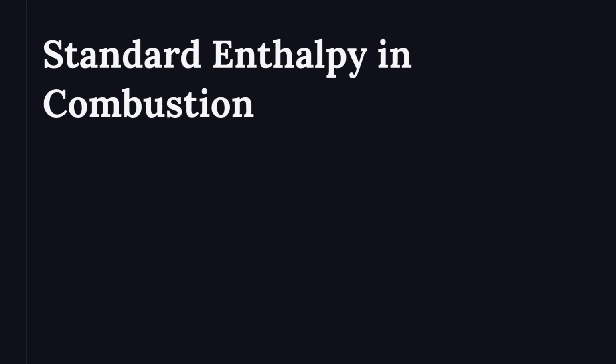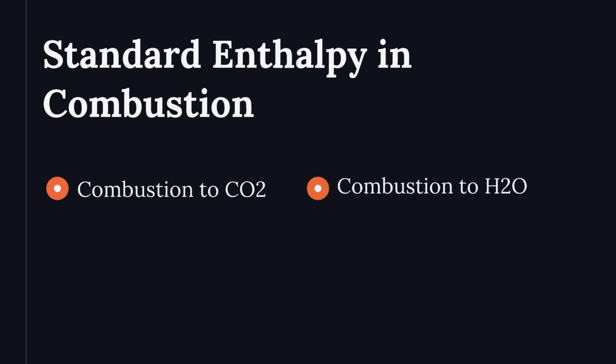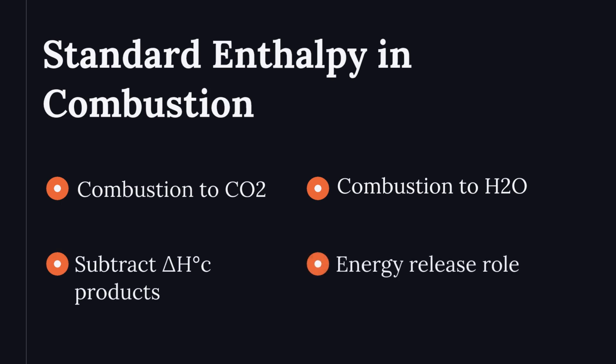These cycles use standard enthalpy of combustion values. All substances are combusted to the same products, usually carbon dioxide and water. The key rule involves subtracting the sum of standard enthalpy of combustion of products from reactants. This approach is crucial for combustion reactions. It highlights the role of energy release.